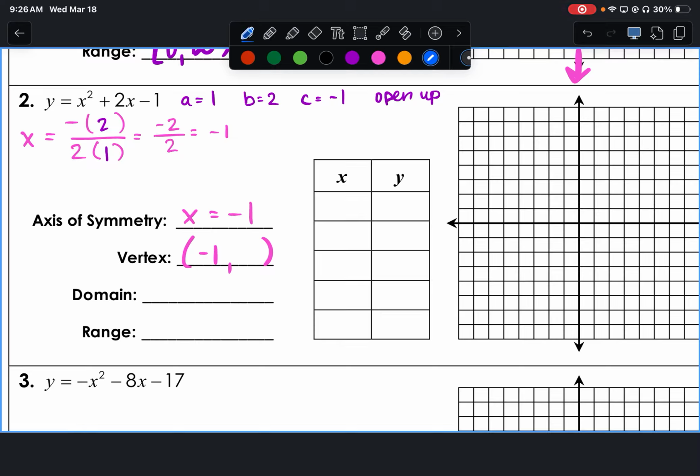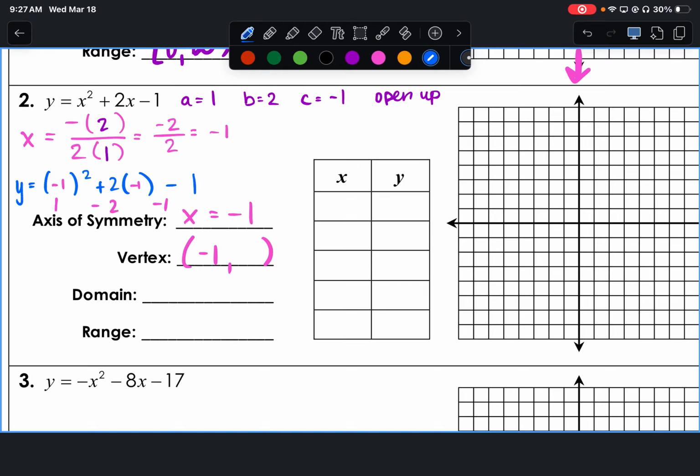Okay, now we're going to plug that in. So we're going to plug in x to find y. So y is equal to x squared plus 2x minus 1. What do I need to plug in for x? -1. All right, what is -1 squared? What is -1 times -1? 1. Okay, what is 2 times -1? -2. Then we have -1. What is 1 minus 2?